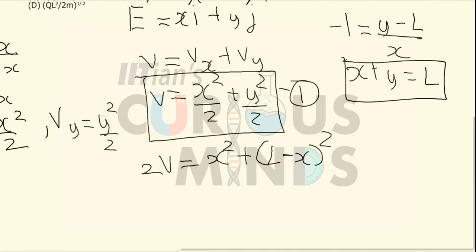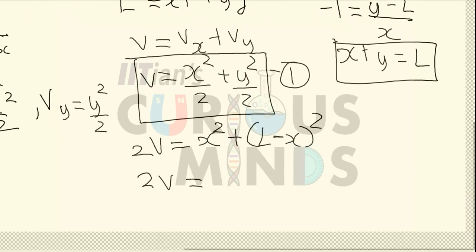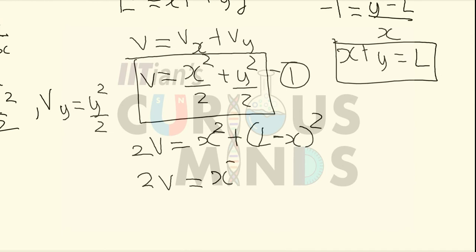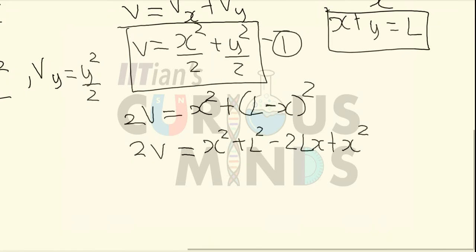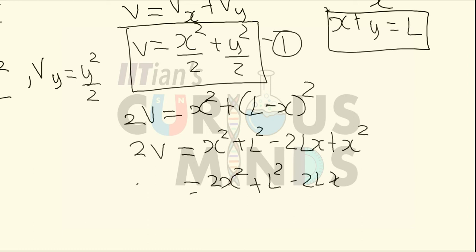Okay, so 2v over here will be equal to x square plus L square minus 2lx plus x square, which is equal to 2x square plus L square minus 2lx. That is equal to 2v, or v by 2. Let this be as it is.